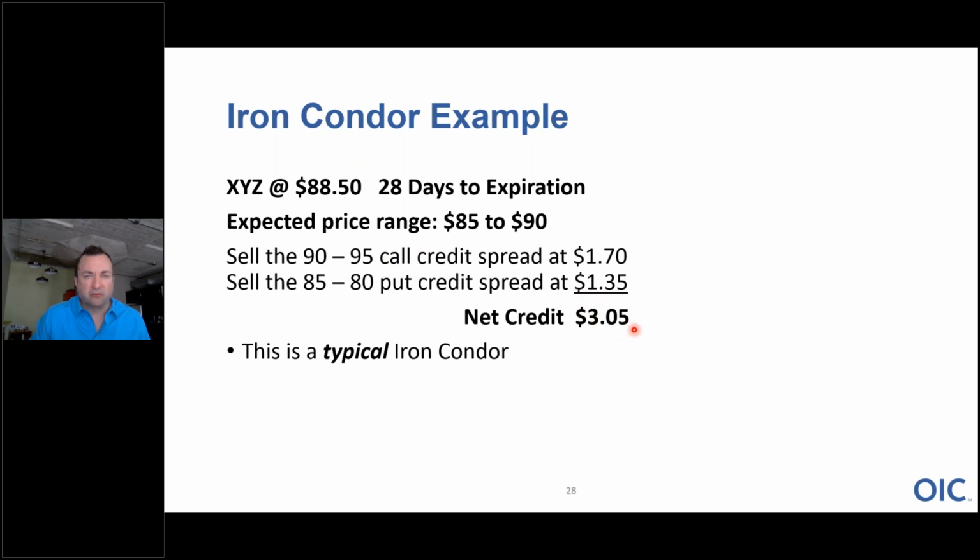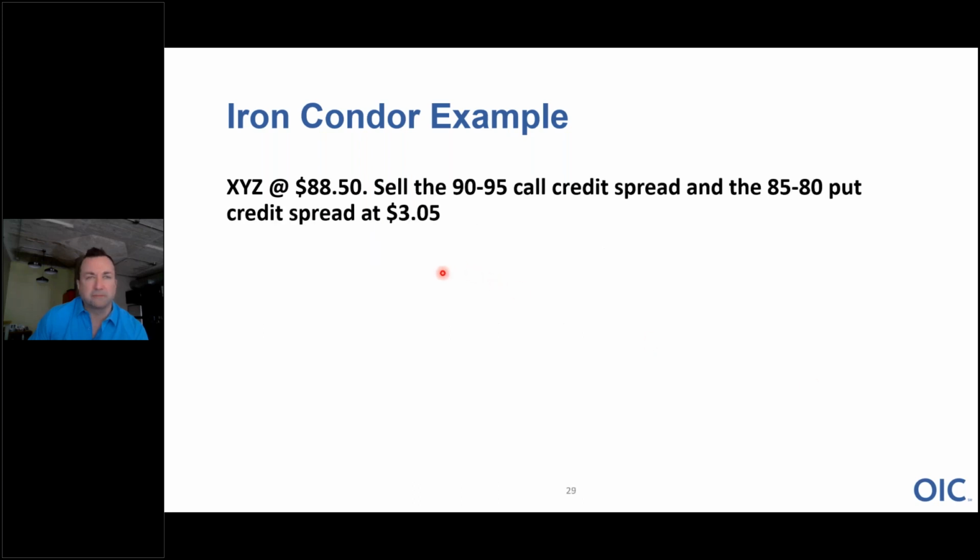selling both of them for a total net credit of $3.05. Now this is typical. I'm saying the word typical here because you have the width of the strikes being the same, $5, and you have the short strikes, the 90 short call, the 85 short put, being somewhat centered around the stock price. Not exactly, but more or less centered around the stock price is where your short strikes are, and then going equidistant out to buy your protection. That's typical, that's classic iron condor, but again, we'll look at some variations here in just a second.